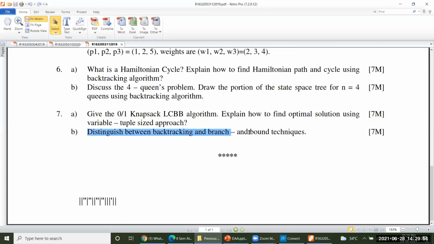Distinguish between backtracking and branch and bound. Backtracking, both will be operated, that is minimization and maximization. Whereas branch and bound will always take only minimization problems, not maximization problems. Backtracking generates the state space tree by depth first search, whereas branch and bound will be breadth first exploration, and there are 3 different types in branch and bound. In backtracking there is no such type.